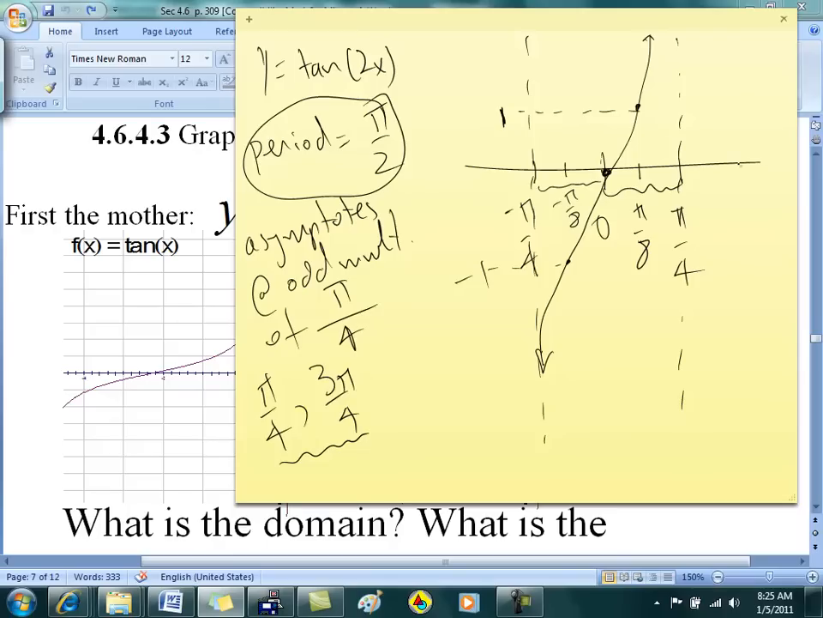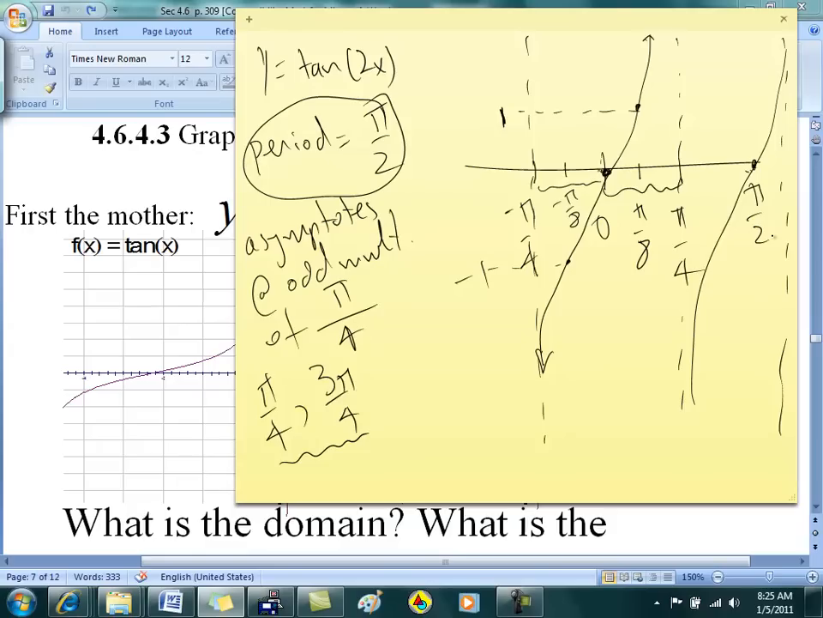The next one would be the same thing. It would be like this. So your center point is going to be exactly pi over 2 from there, because your period is pi over 2, right? So this point comes here, and this is going to be pi over 2.